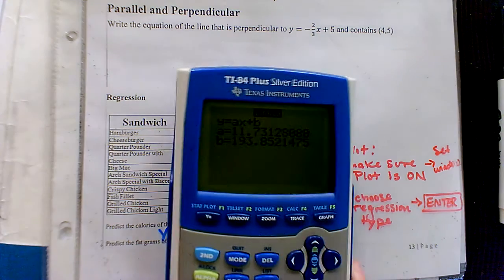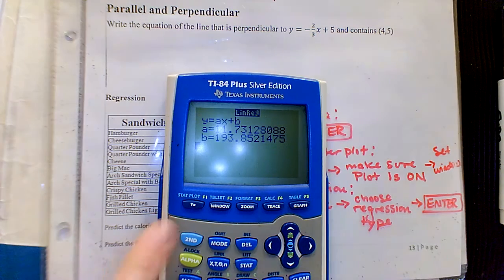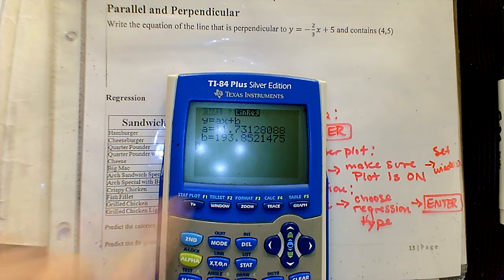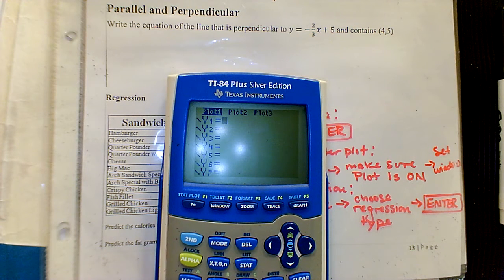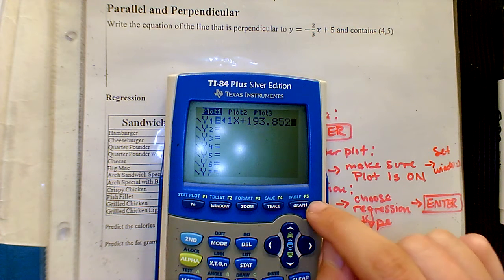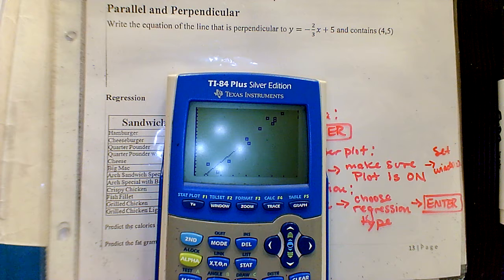Okay, so back on our calculator, we're going to graph this line. Okay, it's going to graph it on top of the scatter plot so we can see both of them. Let's go to the y equals, and I want you to type in the equation you just wrote down on your paper. So 11.731x plus 193.852. And then you can hit graph.